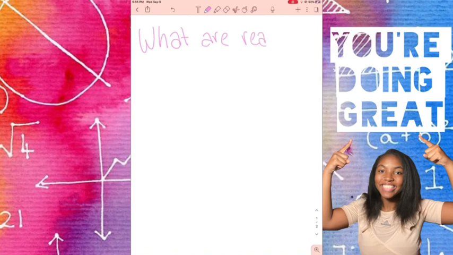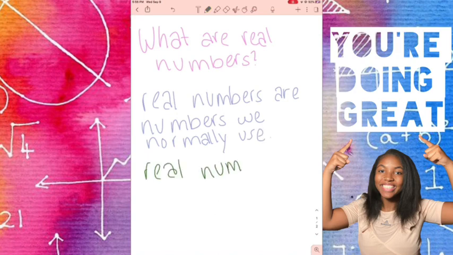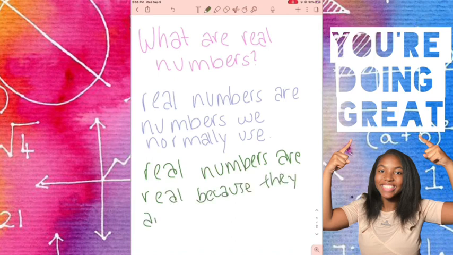So the question we're answering today is, what are real numbers? Real numbers are numbers that we normally use. In other words, they're numbers that we use every day or in everyday scenarios. Real numbers are real because they're not imaginary, which is a different set of numbers that we can get to in another video.